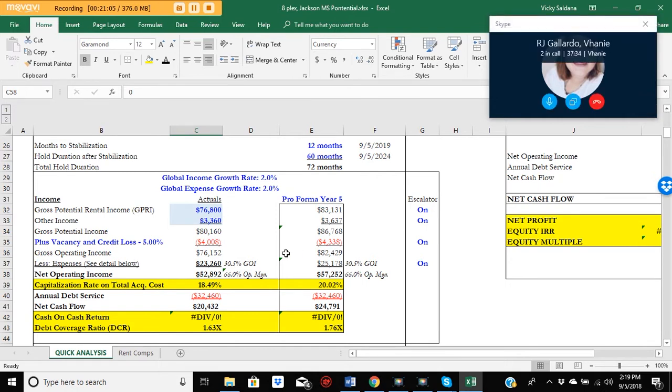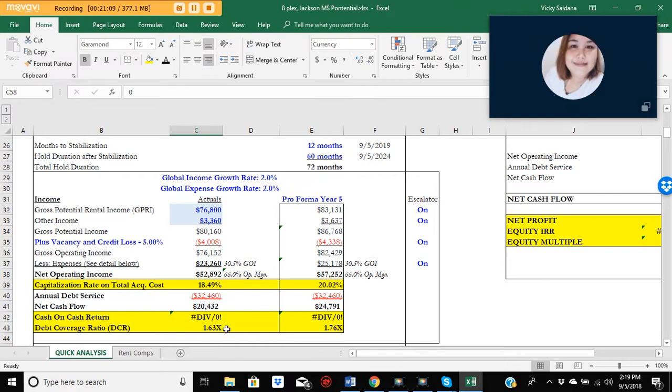Now, most lenders will require the debt cover ratio to be over 1.2. This one is at 1.63. So it definitely will cover on there. The other things, and again, all lenders are different, but the norm is over 1.2, plus it has to be 80% occupied and up. So this qualifies.